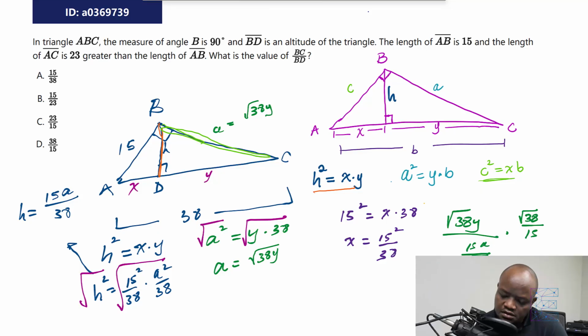So the square root of 38 times the square root of 38 becomes 38 over 15. So D is the correct answer to that question.